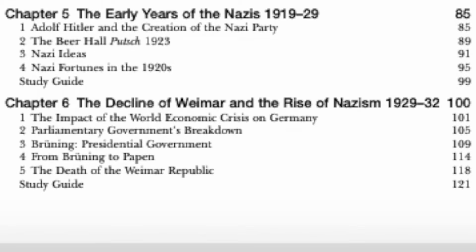Chapter 6, The Decline of Weimar and the Rise of Nazism, 1929 to 1932. This is a big turning point in world history. You can't really see the Nazis taking power in any meaningful way without the economic depression, the massive unemployment in Germany, and everything that happens when American loans freeze up, high tariff barriers get set up around the world, and international trade grinds to a halt.